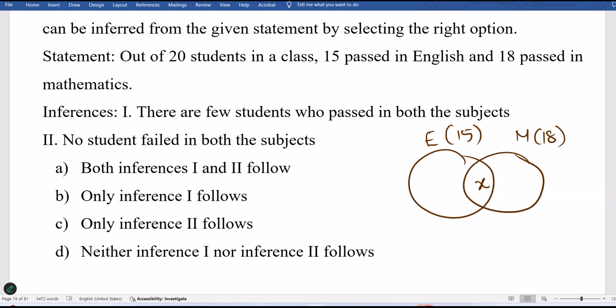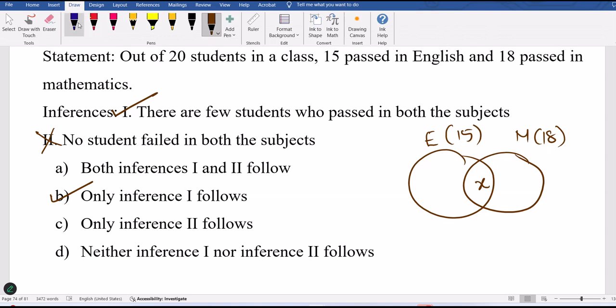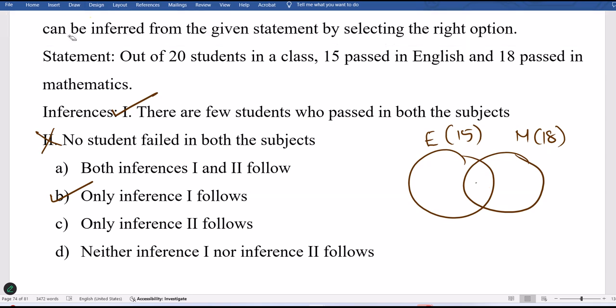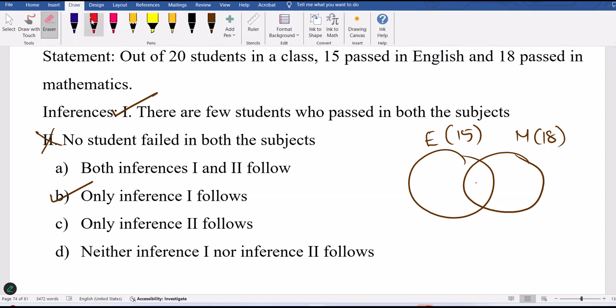No student failed in both the exam, that I cannot say. So how can you say second one false? First one true. How can you say second one false, sir? Yeah, I'll give you the proof. Second one, when it will fail? Let us say one student failed, this chance is there. I'll show there is a chance where second one failed.